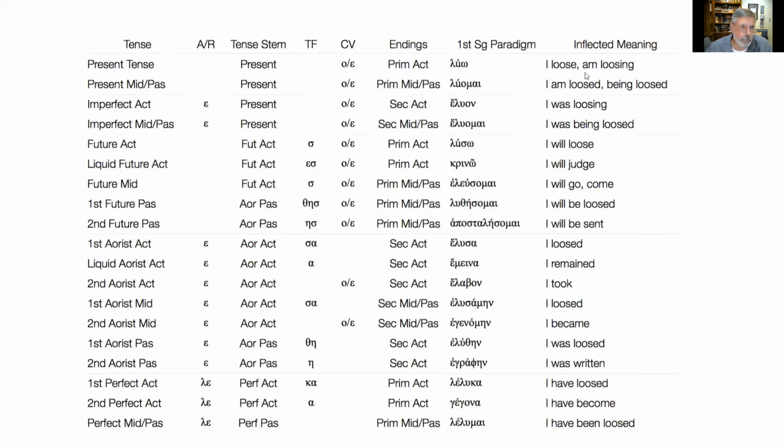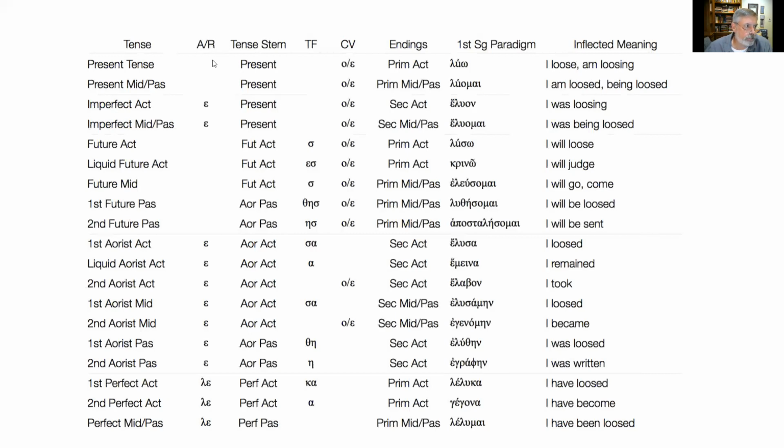And its inflected meaning, remember inflected is what it's referring to when it's being used in context, means I loose or I am loosing. And Mounce has the same thing, you see just above vocabulary, just under 16.6, called the master verb chart. And so this is the same thing.